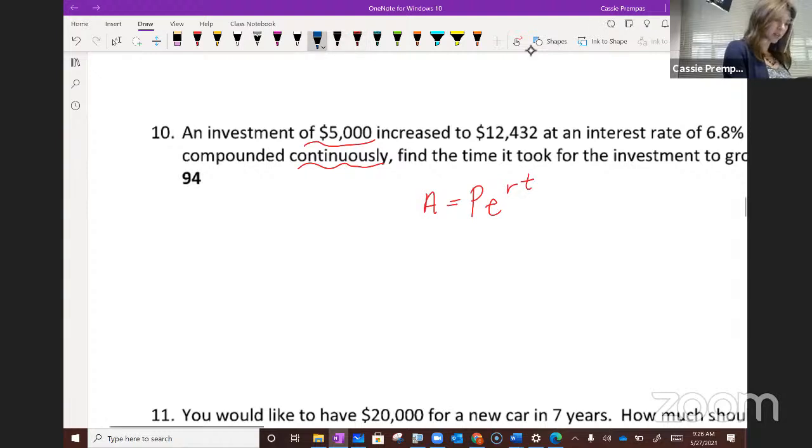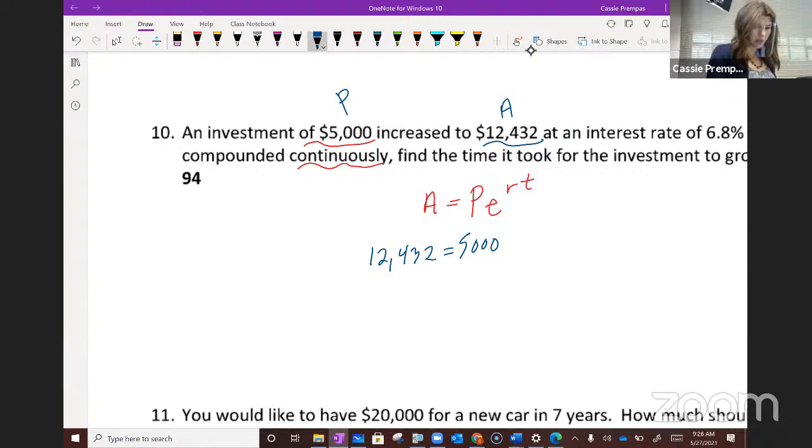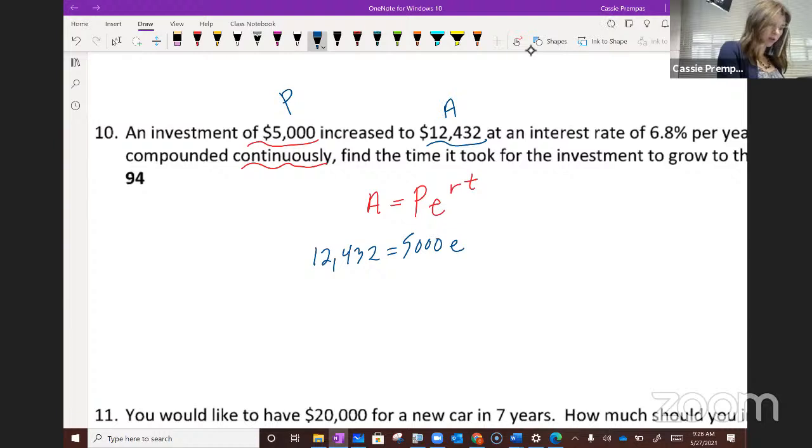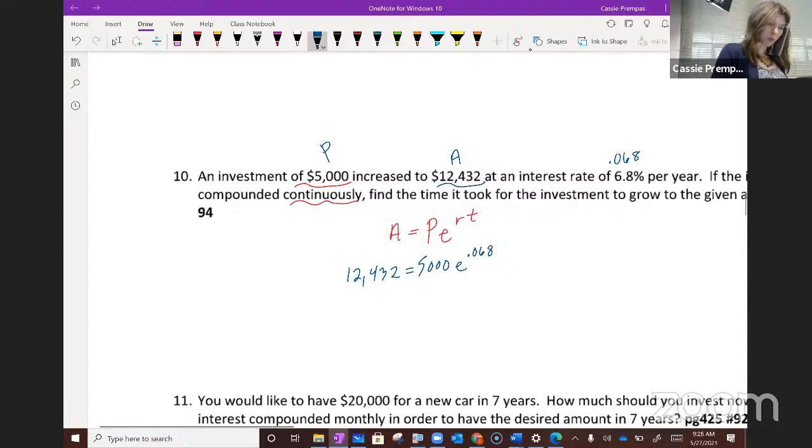P, good. Our investment is our principal, so we're going to put 5,000 in for P. What does A represent? Total amount. So the amount in our account is 12,432. E is just a number. How do I express the interest rate in the equation? Decimal, good. So it'd be 0.068 because you have to move it 2 places to the left. So raised to 0.068 times, and what are we going to put for T? T, because that's what we're solving for. Find the time it took.